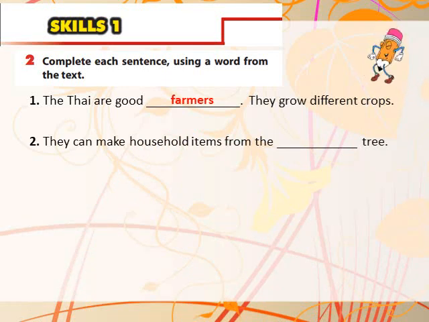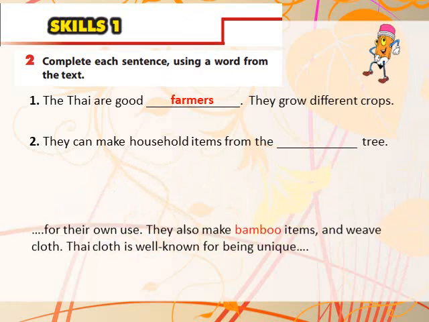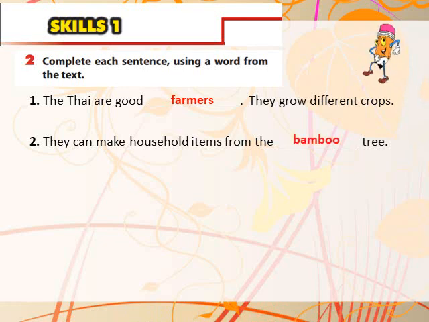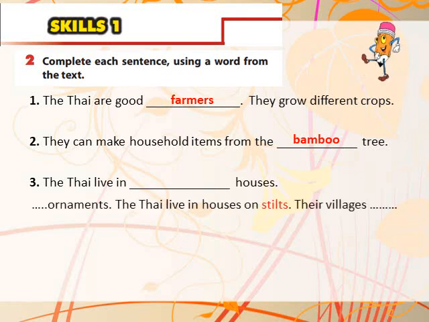The sentence number 2. They can make household items from the blank tree. Trong bài có câu là They also make bamboo items. The answer for the sentence 2, bamboo. The sentence number 3, the Thai live in blank houses. Trong bài chúng ta sẽ thấy câu the Thai live in houses on stilts. We have the answer.